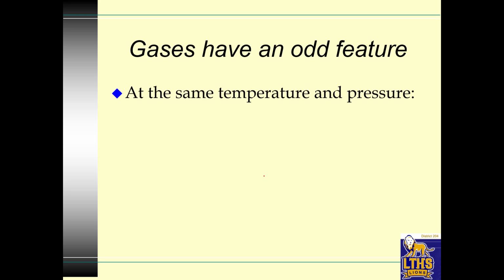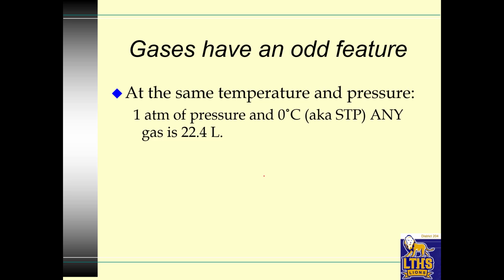Gases have an odd feature. If you have a gas that's at the same temperature and pressure as another gas, and it has a certain number of particles, if you have 1 atmosphere of pressure and 0 degrees Celsius, if the volume of that container is 22.4 liters, we know it's a mole. Okay, so 1 mole of any gas at 1 atmosphere pressure and 0 degrees Celsius, also called the standard temperature and pressure, is 22.4 liters.